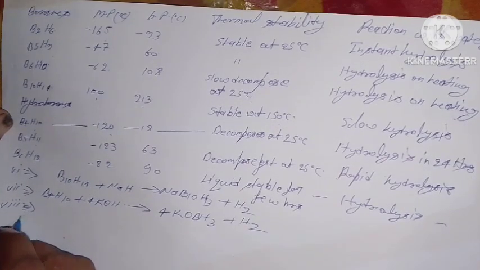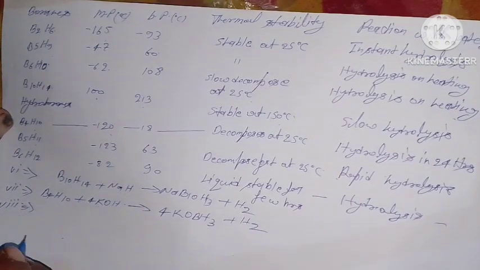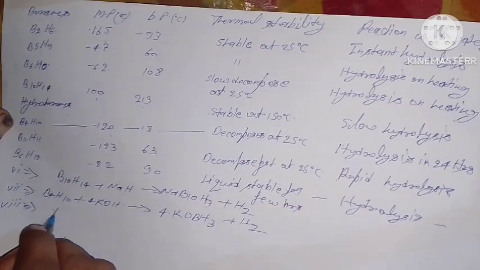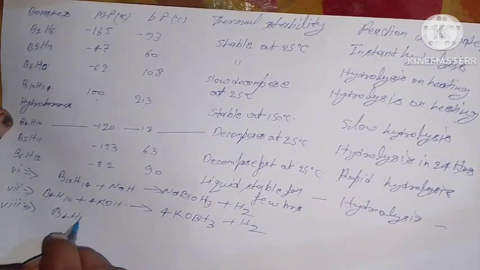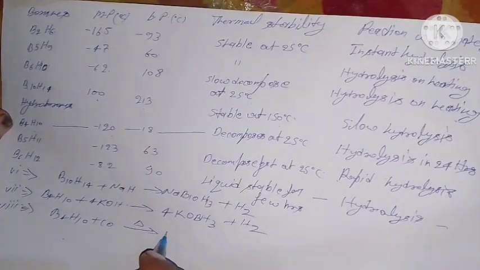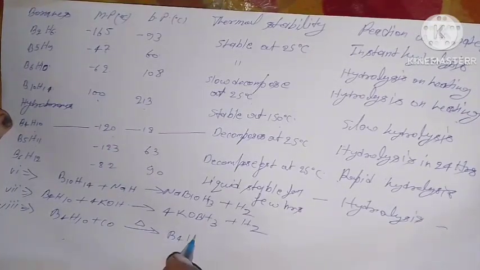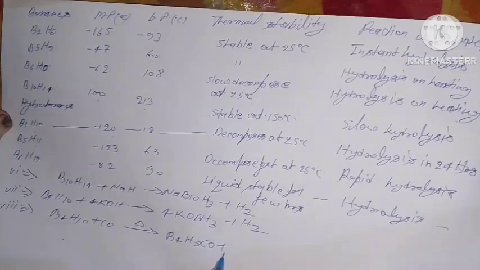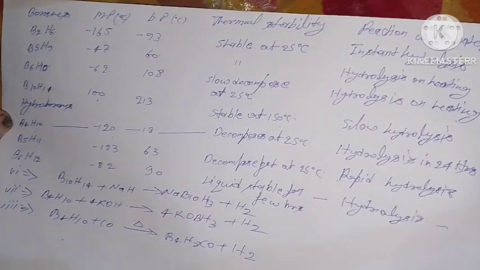Eighth point. Hydrogen atoms of boranes are replaced by carbonyl group. Okay, B4H10 plus CO, carbon monoxide, on heating that makes B4H8CO plus H2.